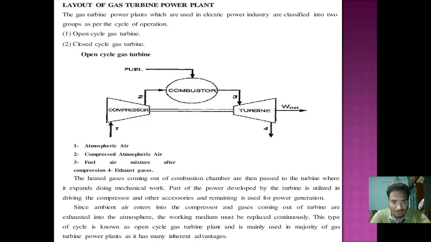Atmospheric air, compressed atmospheric air, fuel air mixture after compression, and fourth, exhaust gas. Here the fourth one is the fuel air mixture. The fuel air mixture is compressed and gives exhaust gas after the fourth stage. Here the hot gas coming out from the combustion chamber is then passed to the turbine. It expands, doing mechanical work.